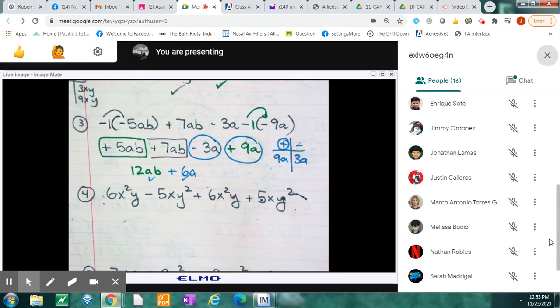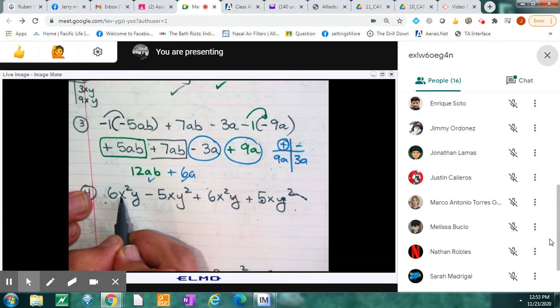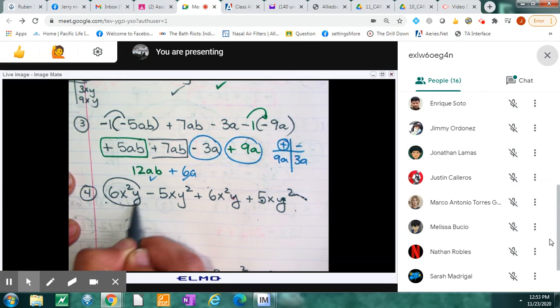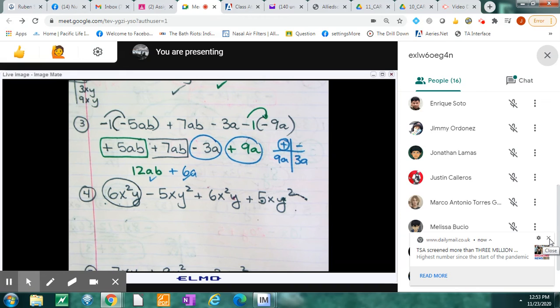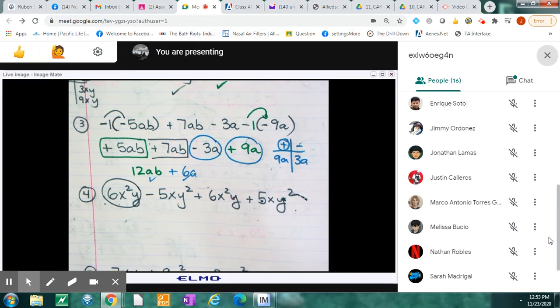So now we look at the first one. So Melissa Bucio, I have 6xy, x squared y. I'm going to circle that because there's no parentheses, there's no multiplication. What am I going to match it with? X squared y.